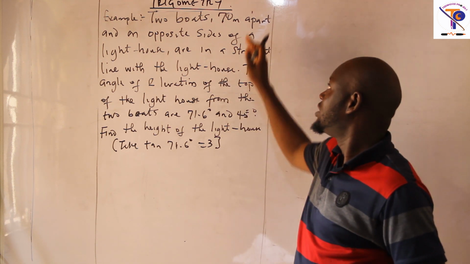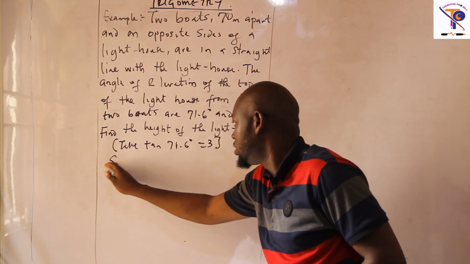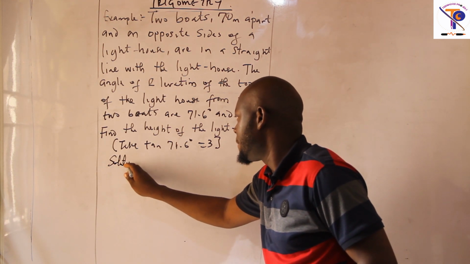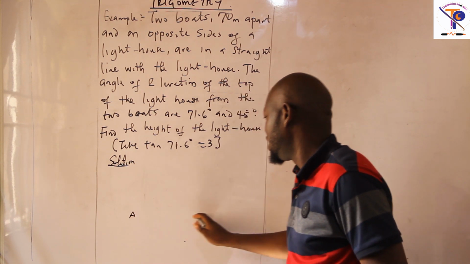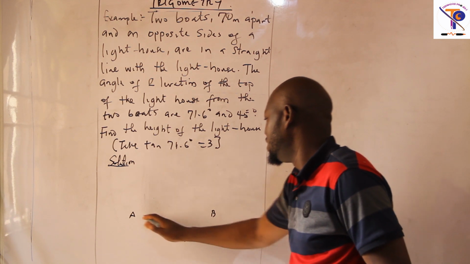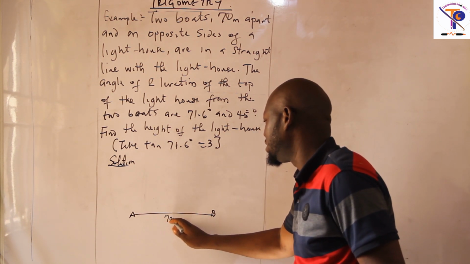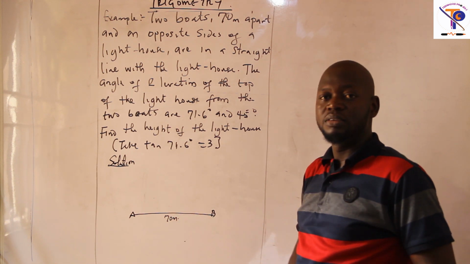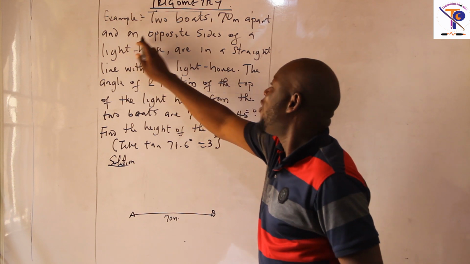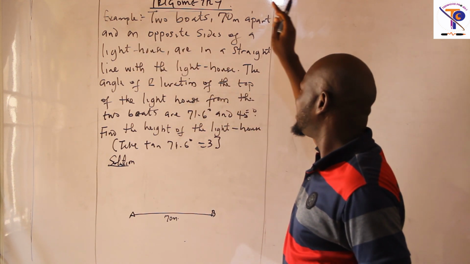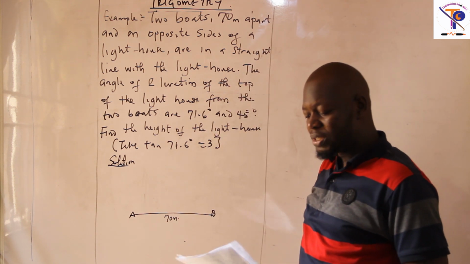Two boats 70 meters apart. Obviously we have two boats. Let's say boat A and boat B. They are 70 meters apart, 70 meters. And on opposite sides of a lighthouse. Opposite sides of a lighthouse.